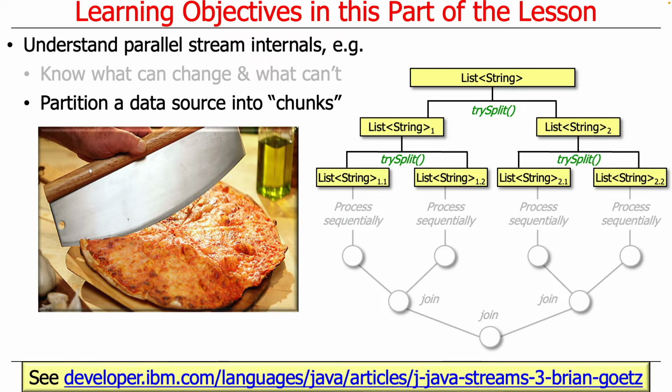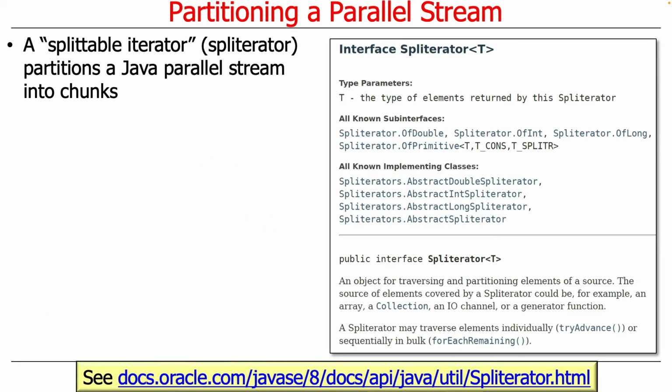So what we're going to do now is start talking about how a stream partitions data into chunks. It'll take a data source like an array list, for example, or a linked list, and then chop it up into pieces to be processed in parallel by the common fork join pool. As we've talked about a couple times before, the means for doing this partitioning is something called a spliterator, which is short for splittable iterator. And so a spliterator is what Java Streams uses to break things up into pieces.